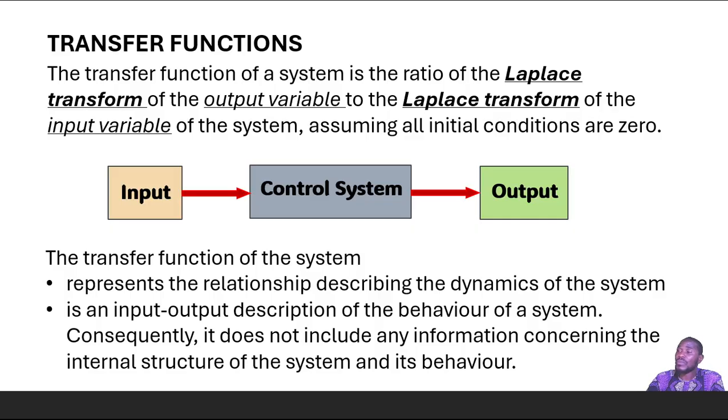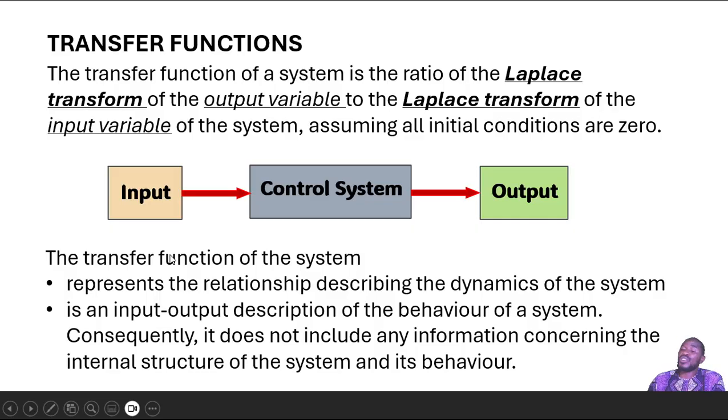All right. So we are dealing with the ratio of the Laplace transform of the output variable. So this variable here will take its Laplace transform, right? This variable here will take its Laplace transform, and we'll find the ratio between the two, the output to the input. That's what will give you the transfer function.